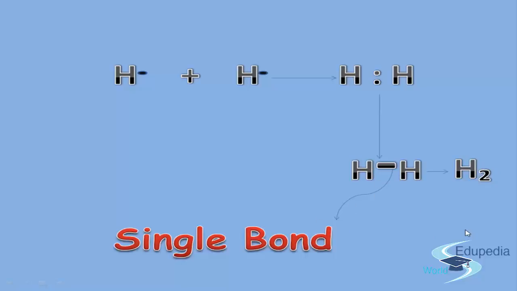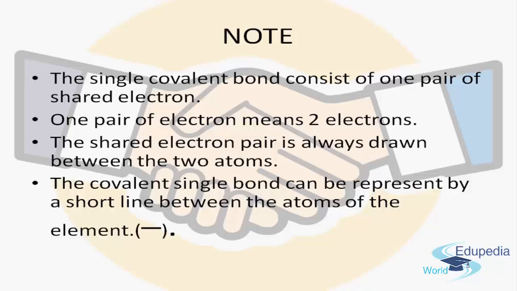Now friends, let's come up to the notes. So the single covalent bond consists of one pair of shared electrons. One pair of electrons means two electrons. A shared electron pair is always drawn between two atoms. We can also say that the covalent single bond can be represented by a short line between two atoms of the element, with a dash between them.